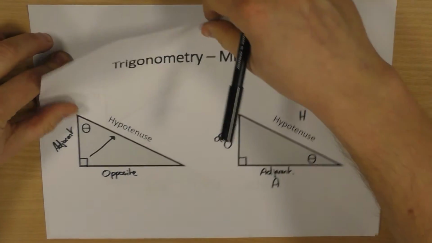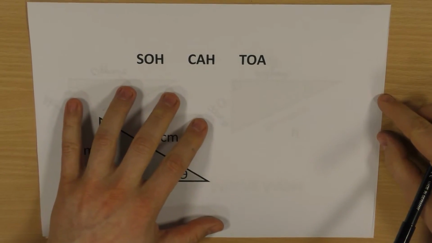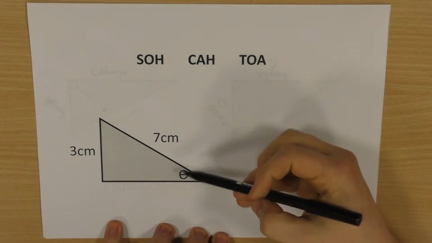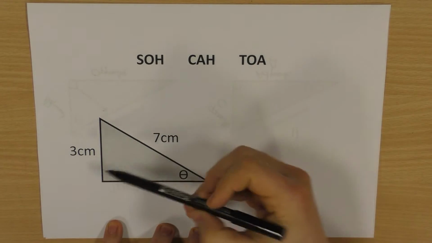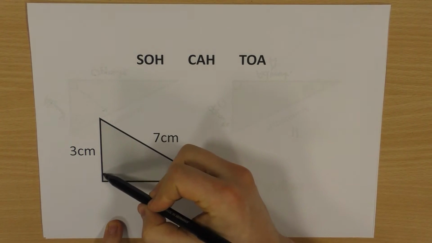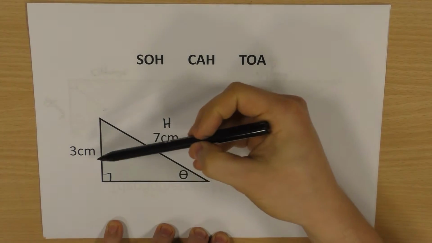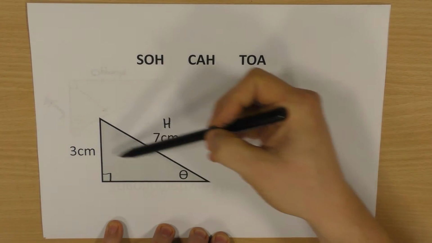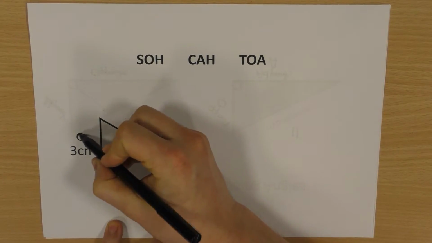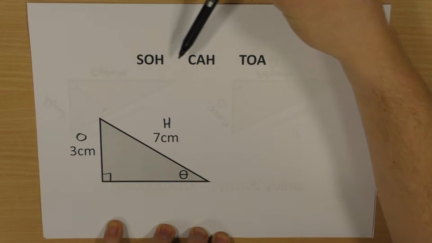So let's have a look at an example. If we have a look at this one here, here's my missing angle. I label the two sides that I've been given. So that's the hypotenuse, because it's opposite the right angle and the longest one. There we go. And this side here is opposite the angle, so that clearly is the opposite one. So again, you need to know your SOHCAHTOA.